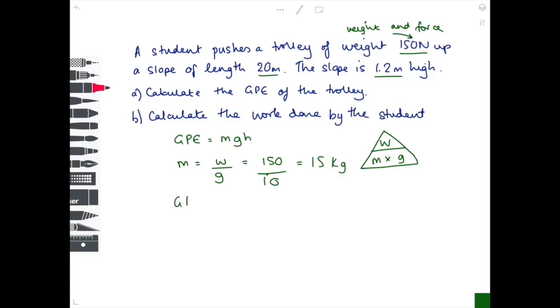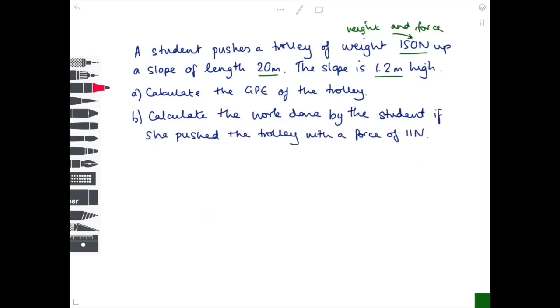Now we're ready to use the original equation. Mass is 15, gravity I've just said is 10, and the height is 1.2 metres, hence 1.2 is substituted in here. Once I've substituted that in, I get a value of 180. It's an energy value, so it needs to be in joules. I've rubbed the rest out so we've got more space. In part B, we're calculating the work done by the student if she pushed the trolley with a force of 11 newtons. So we have work done, we have force.